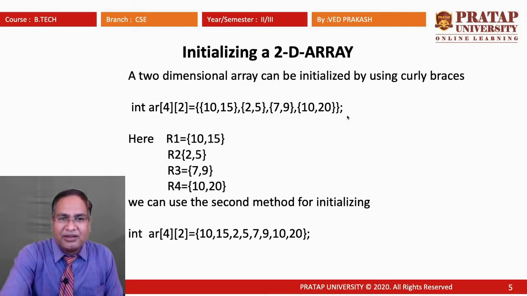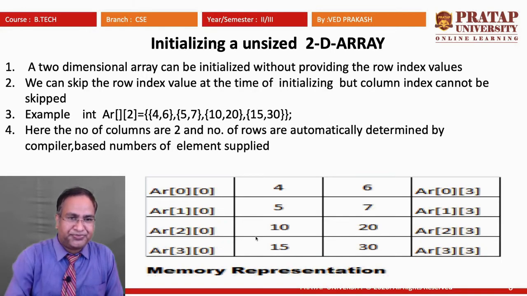This assignment is known as a row-wise assignment. Here, elements 10 and 15 denote the first row, 2 and 5 denote the second row, 7 and 9 denote the third row, and similarly 10 and 20 denote the fourth row. The second method of initializing a two-dimensional array is to use only the starting and ending curly brackets, and we use commas to separate the elements.